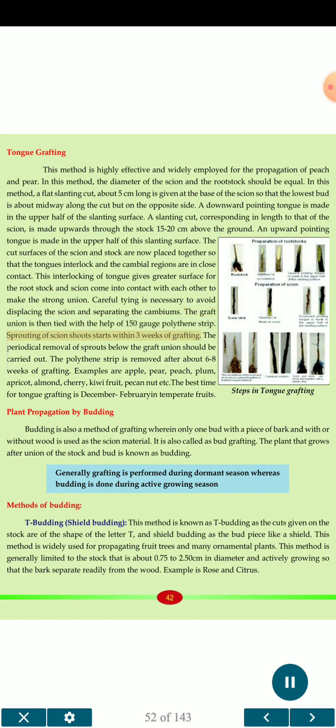Sprouting of scion shoot starts within 3 weeks of grafting. The periodical removal of sprouts below the graft union should be carried out. The polythene strip is removed after about 6 to 8 weeks of grafting. Examples are apple, pear, peach, plum, apricot, almond, cherry, kiwi fruit, pecan nut, etc. The best time for tongue grafting is December-February in temperate fruits.